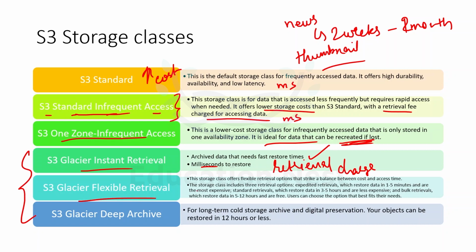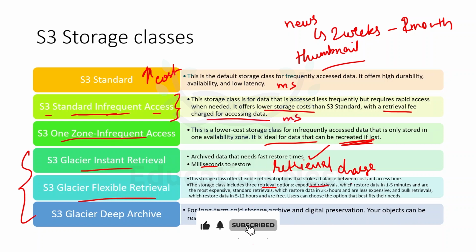Then we have Glacier Flexible Retrieval. When we want a balance between cost and access time, this is a good option. Whenever you store your data in Glacier, you have to retrieve it. You have to make it online. Basically, it becomes offline, and you have to rehydrate your data here. So it takes time. In Instant Retrieval, it takes milliseconds to restore. But with Flexible Retrieval, you have three retrieval options.